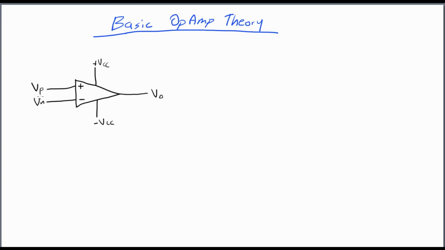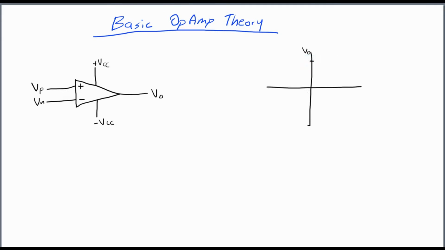So what can we do with this? Well, first we should talk about the limits and the constraints on an op-amp. So before we talk about what it can do, let's talk about what the constraints are. I know a couple things about an op-amp that I can draw here. The first thing I know about an op-amp is that the output can never be greater or less than the positive and negative supply voltages.